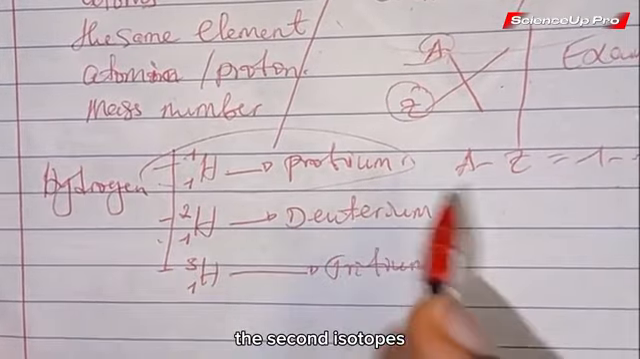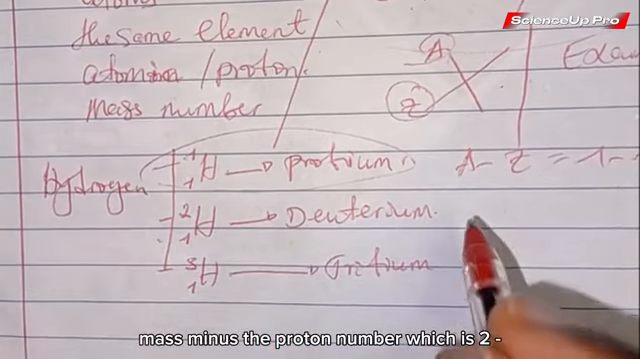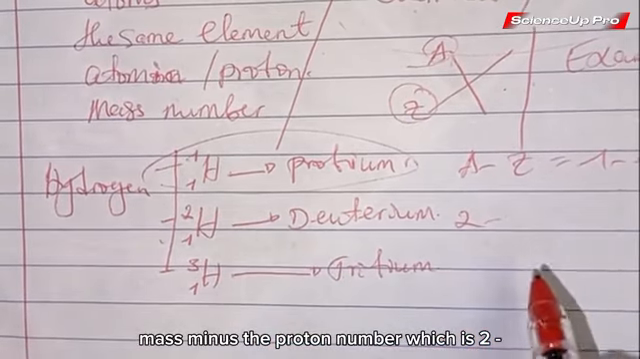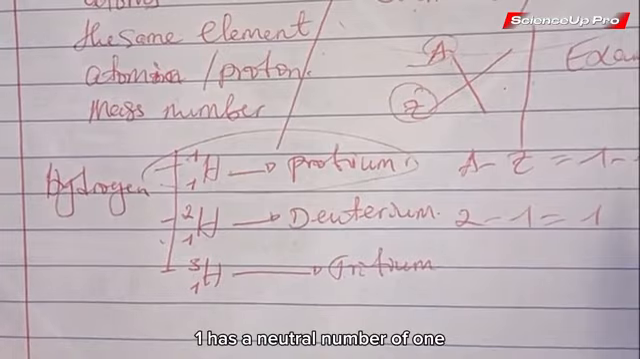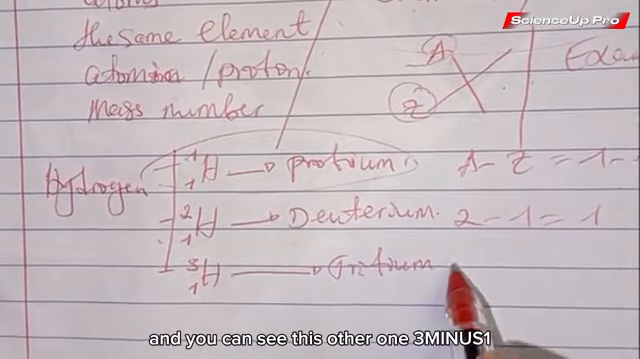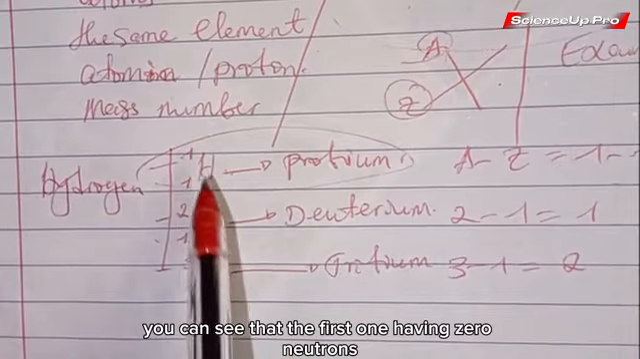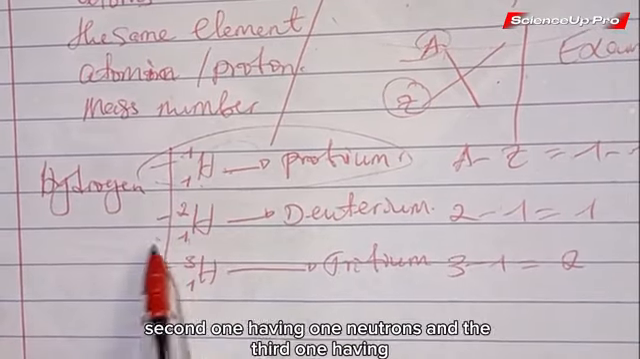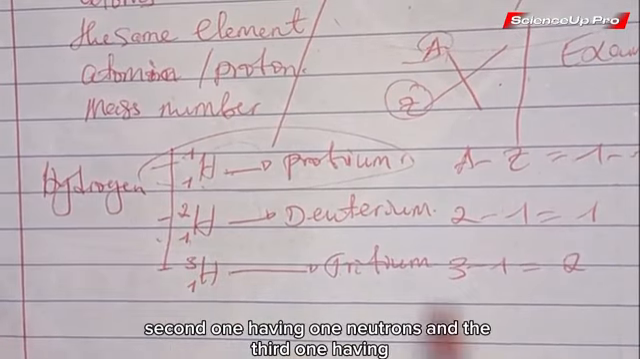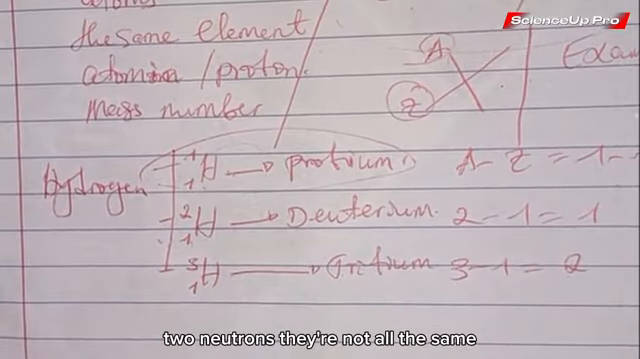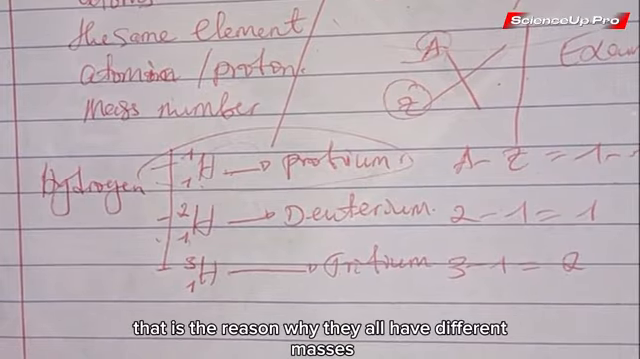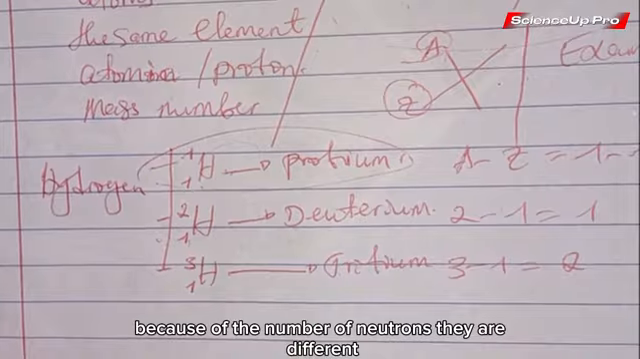For the second isotope, the mass minus the proton number, which is 2 minus 1, gives a neutron number of 1. And for this other one, 3 minus 1. You can see that the first one has 0 neutrons, the second one has 1 neutron, and the third one has 2 neutrons. They are not all the same. That is the reason why they all have different masses. Because of the number of neutrons, they are different.